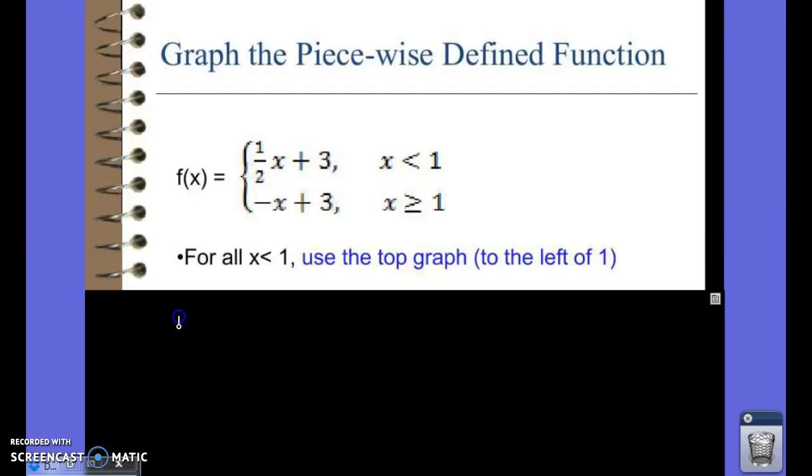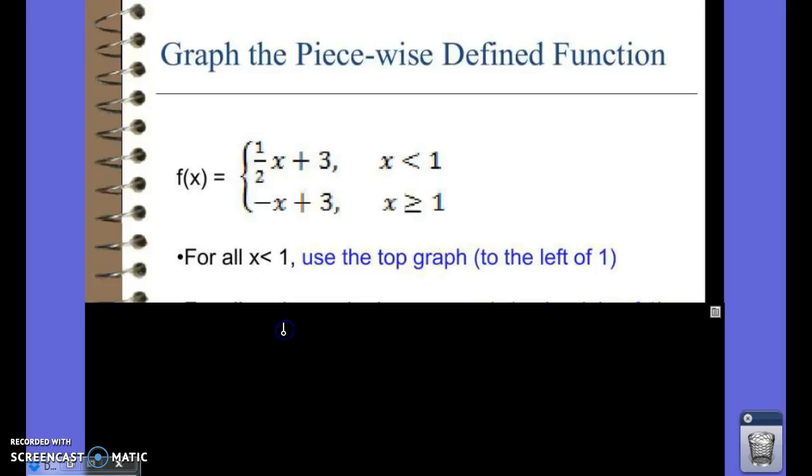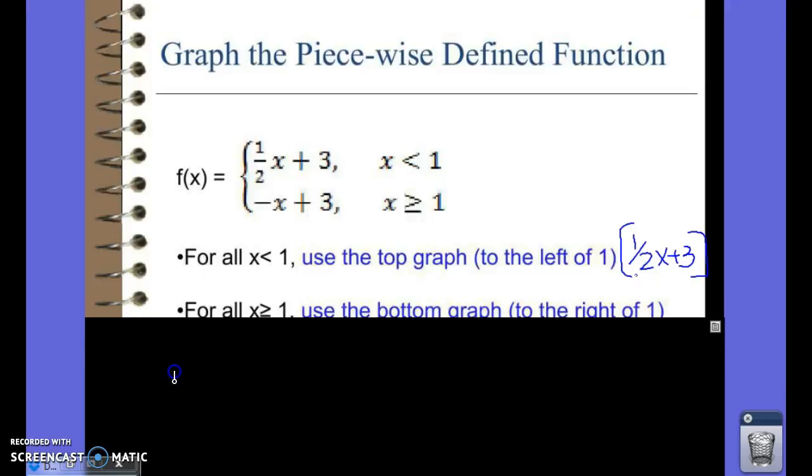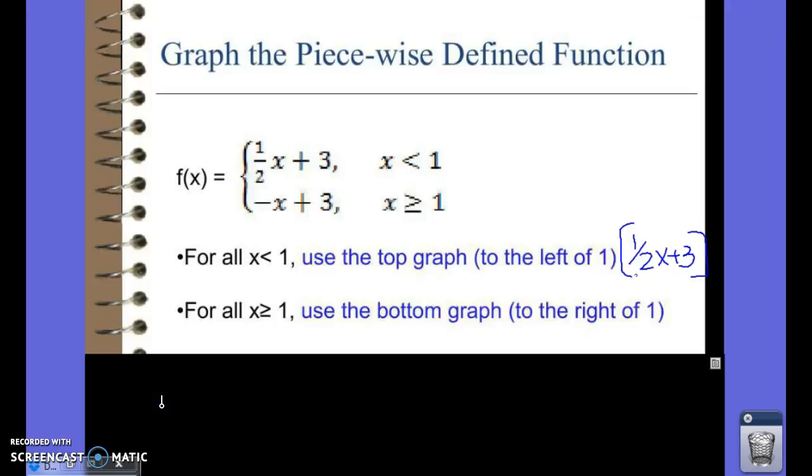If I wanted to know what values apply to x less than 1, I look at the domains and I say, oh, x is less than 1 is the top expression. So if I want to know what values of x to plug in that are less than 1, I'm going to plug them into 1/2 x plus 3. If I want to know what values to plug in for x being larger than 1, then I'm going to use the bottom graph, or negative x plus 3.